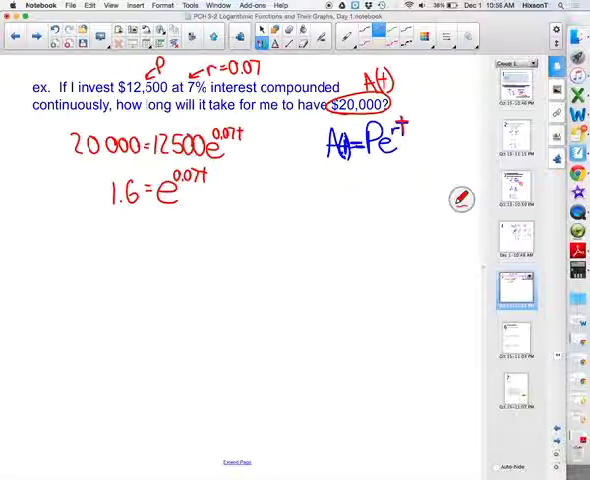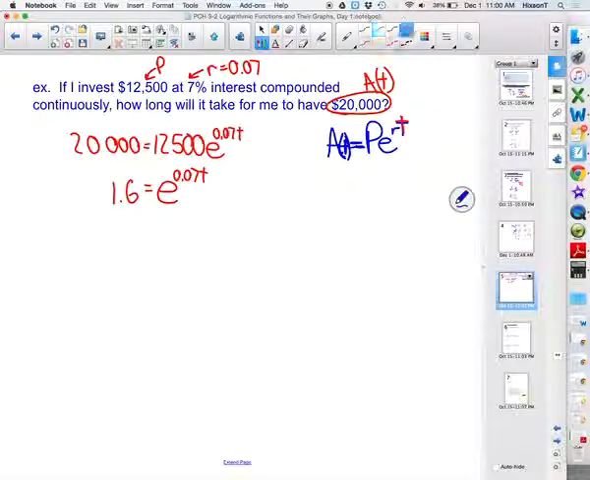So this says it's P times e to the power of r times t. That's why we plug it in this way. Now, only the e is being raised to this power, not the 12,500. So we want to get rid of that. We need to get rid of that 12,500 before we can take a logarithm. So we'll divide by 12,500, and that's where we get the 1.6. Is everyone with me up to that point? Everyone understand? Okay.